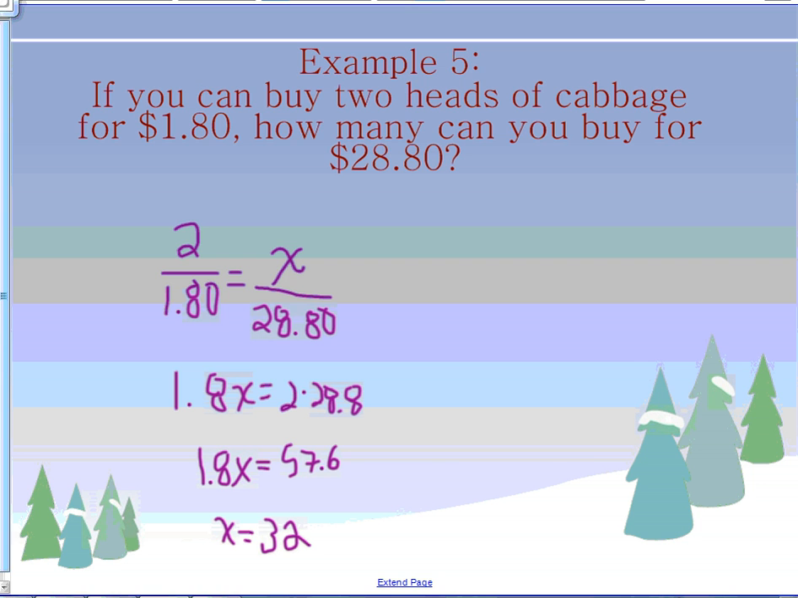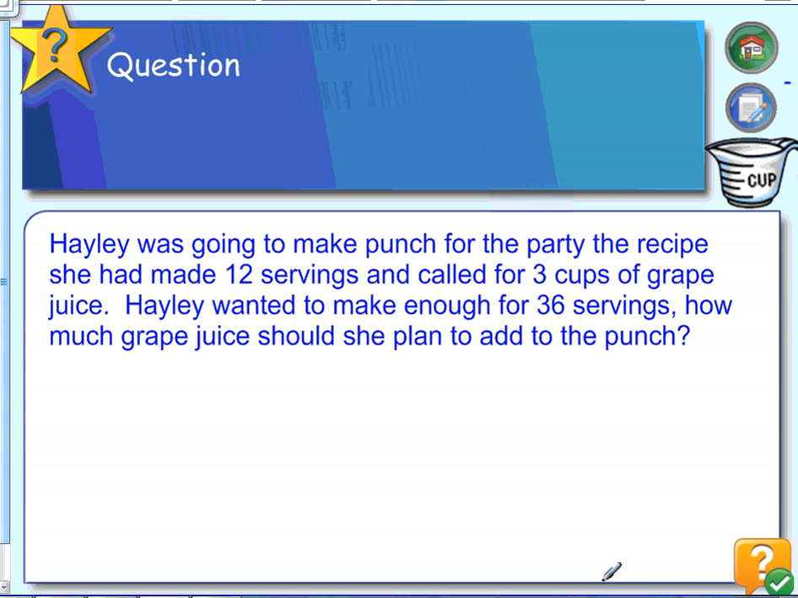All right, so I'm going to leave you with one more example if you want some more practice with this. It says Haley was going to make punch for the party. The recipe she had made 12 servings and called for 3 cups of grape juice. Haley wanted to make enough for 36 servings, so how much grape juice would you plan to add to the punch? In this particular question, you would set up two ratios, one with an unknown in it, and then cross multiply to solve. All right.